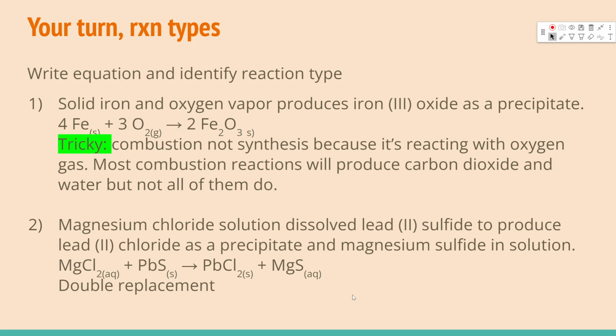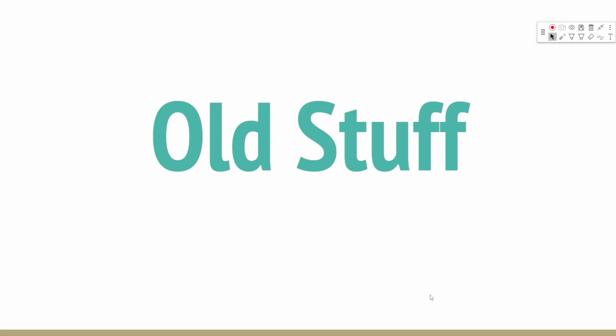Cool. Second one, we have two ionic things and then two ionic things, and the cations switch places. So you could see that the lead replaced the magnesium and the magnesium replaced the lead, and so boom, there we go, double replacement. Ta-da!